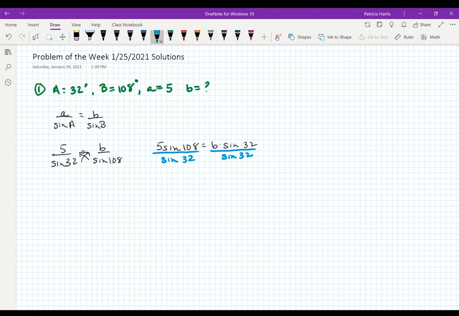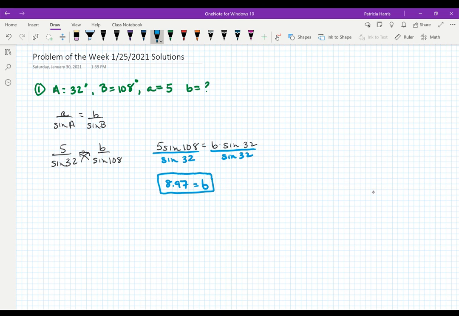Now, depending on your calculator, you can type the whole thing in as written. Make sure you're in the right mode. All right, here we go. 5 times sine of 108 divided by sine of 32 is going to give me 8.97, with rounding. And there's my answer.